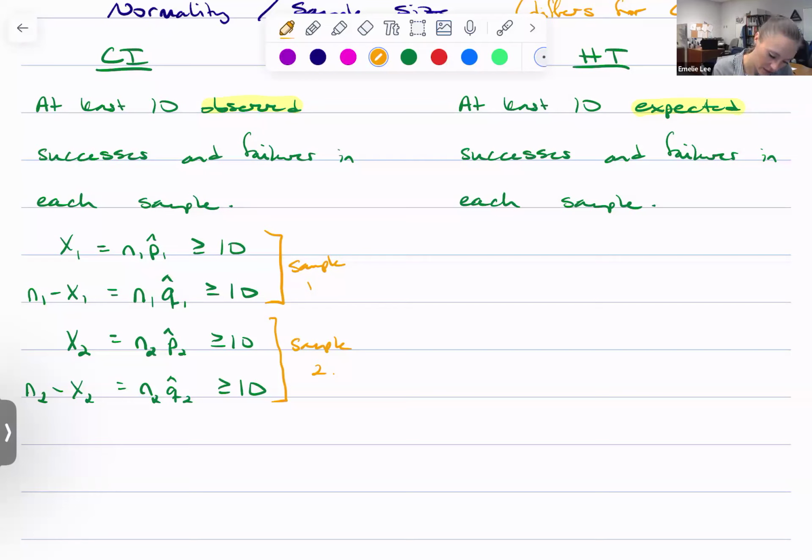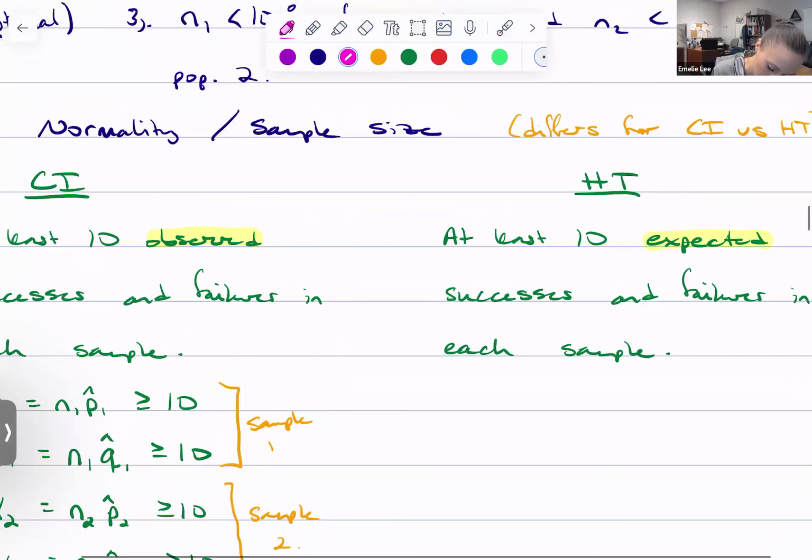How am I going to check the condition on this other side for the expected successes? What's new here is that we're going to use the pooled proportion.